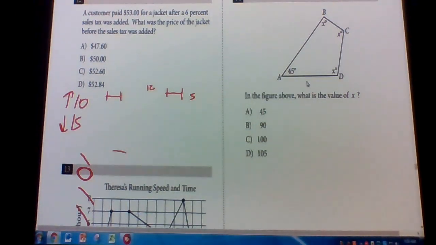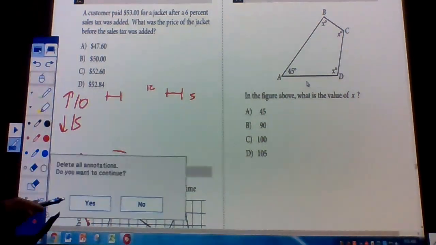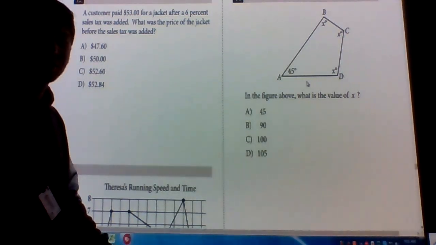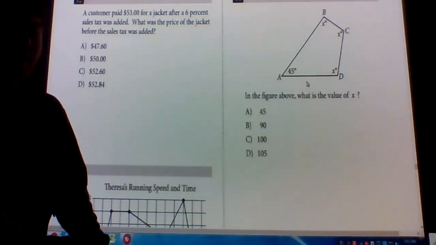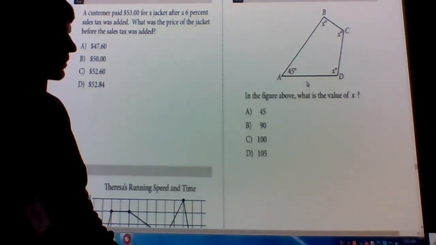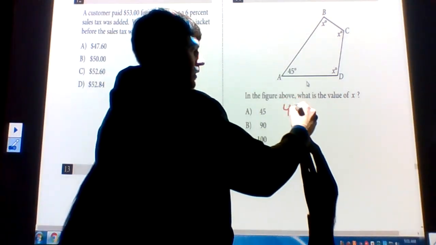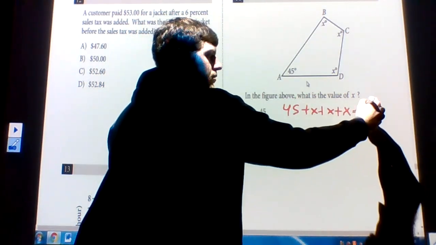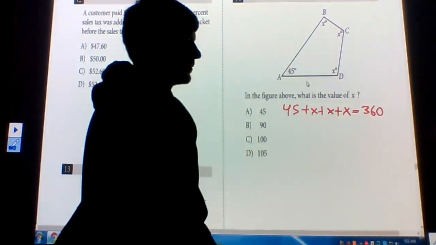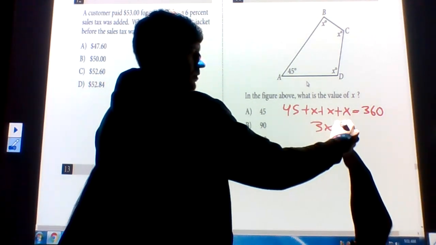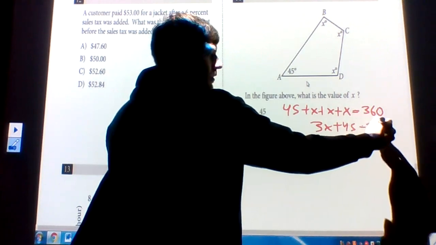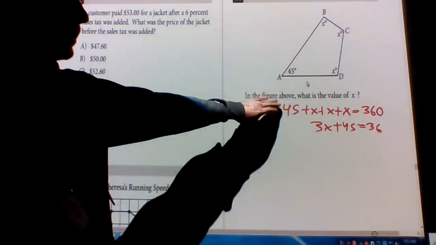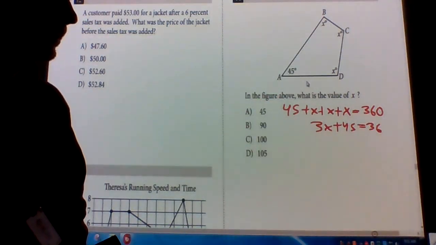Okay, 14. I would be a little mad if you guys did not get this one right. It's a quadrilateral. We know the four angles of a quadrilateral add up to 360 degrees. So 45 plus x plus x plus x equals 360. So that's 3x plus 45. Okay, and again, just use menu 3.1 too. I mean, that's your better option. You can just put this in menu 3.1 right away.